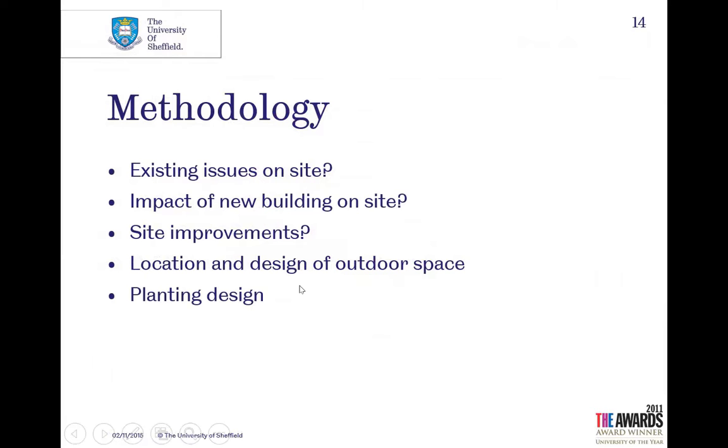Are there any site improvements you might want to consider? Would you consider perhaps adding some planting or some walls to shield the existing area? So if we take this site, for example, we've got that problem between the library and the arts tower. Is there anything you could do in your design to improve that?